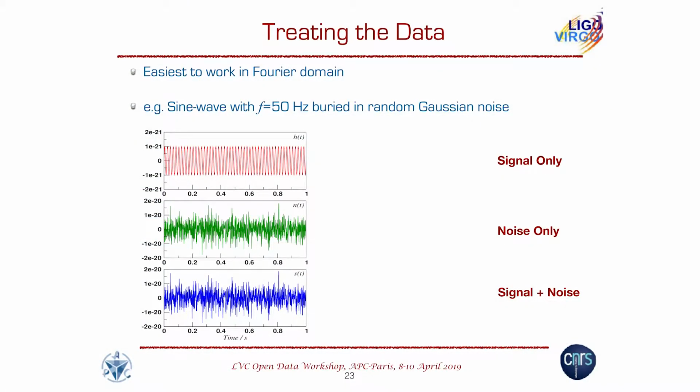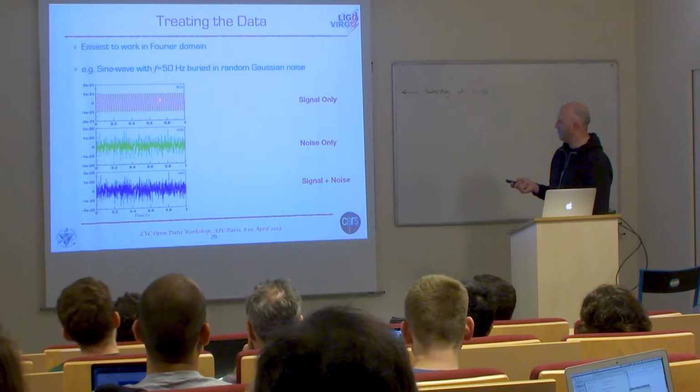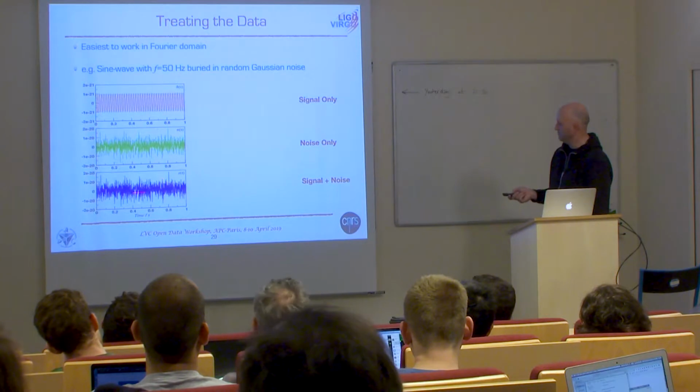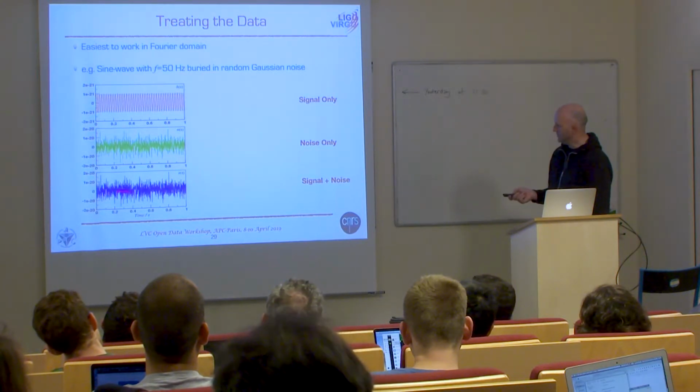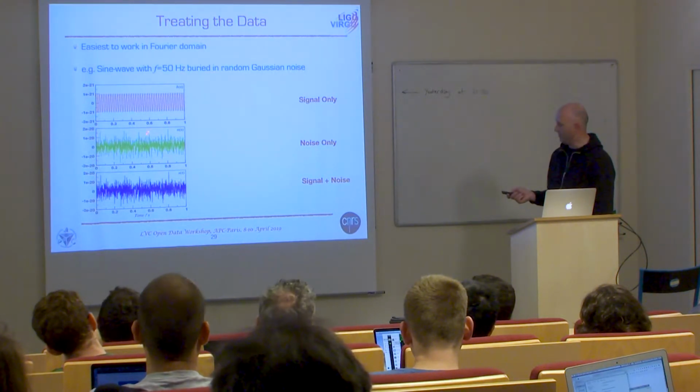So as we saw yesterday, it's easiest to work in the Fourier domain. And at times it's unclear why we should do this in the Fourier domain. So let me take a sine wave at 50 Hertz and some random Gaussian noise, and let me bury my signal in the noise. So down here, you can't actually see the sinusoid in the time domain.